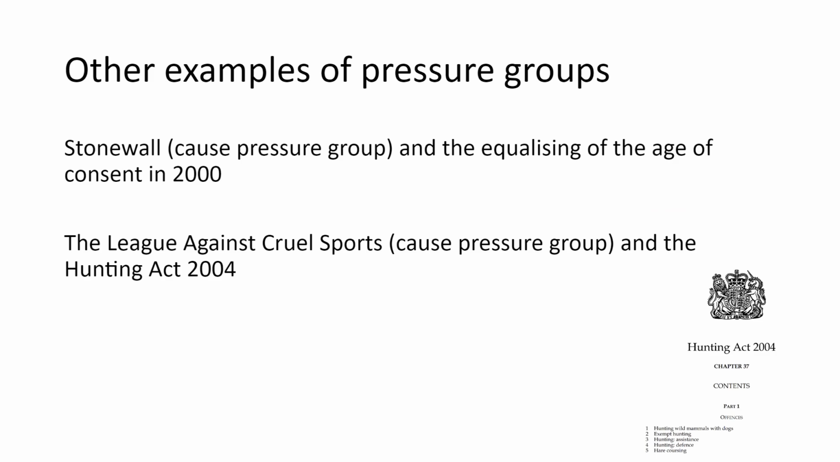Other examples of pressure groups, and again there are loads of these, but Stonewall, who are a cause pressure group, campaigned on the equalising of the age of consent in 2000, and the League Against Cruel Sports, again a cause pressure group, campaigned to pass the Hunting Act 2004 to ban hunting with dogs. And that is a good example, the Hunting Act 2004, also of the limitation on the power of the House of Lords, because the House of Lords voted against that act, but under the Parliament Acts of 1911 and 1949, they can only delay legislation for a year, and then it can be reintroduced and passed by the House of Commons in the next session.